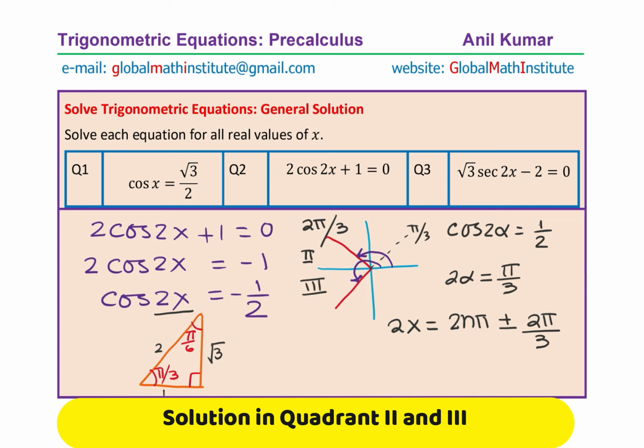So that becomes the general solution, and we can now write down x as, dividing by 2, we get n pi plus or minus pi by 3. Does that make sense, right? So plus or minus. So that is how we are going to get the solution. So we have to take away or add 2 pi by 3, correct?